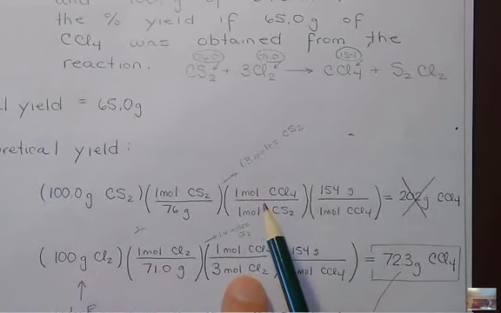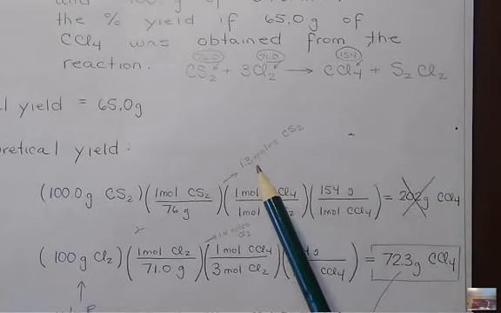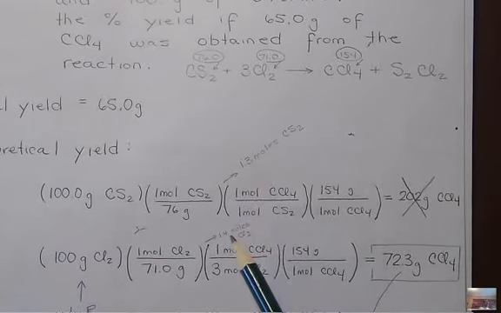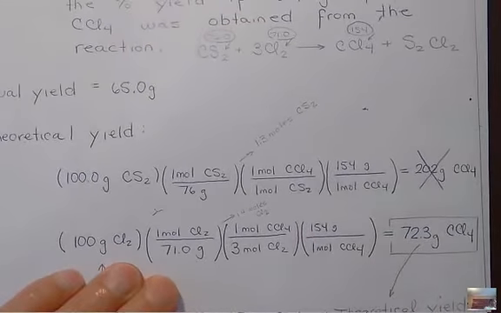In order for this one to be in excess, to not run out of it first, I would need to have more than 3 times 1.3, right? So that's 3.9, right? I don't have 3.9, I only have 1.4. So I run out of this first. It's the limiting reactant.